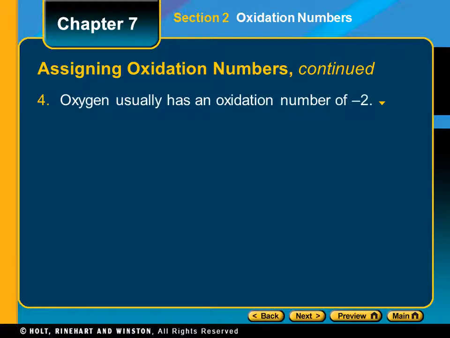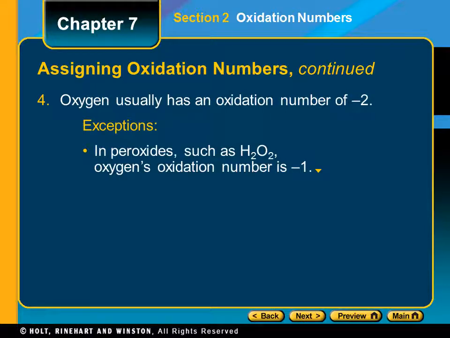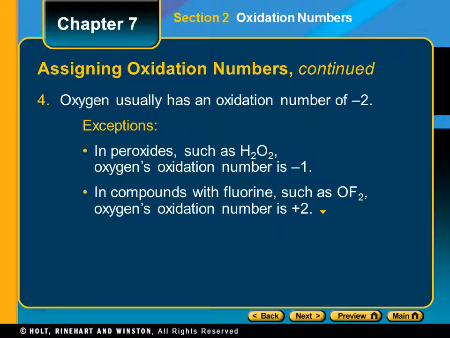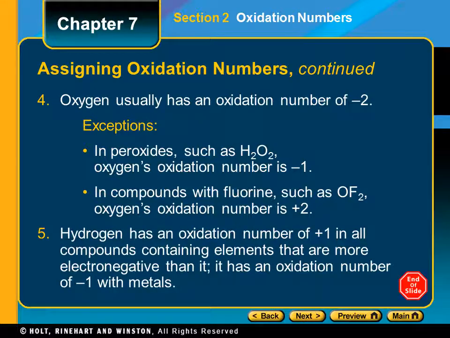Oxygen usually has an oxidation number of -2. There are exceptions. In peroxides like H2O2, which is hydrogen peroxide, the oxidation number of oxygen is -1. In compounds with fluorine, like OF2, the oxidation number of oxygen is +2. Hydrogen has an oxidation number of +1 in all compounds containing elements that are more electronegative than it. It has an oxidation number of -1 with metals.